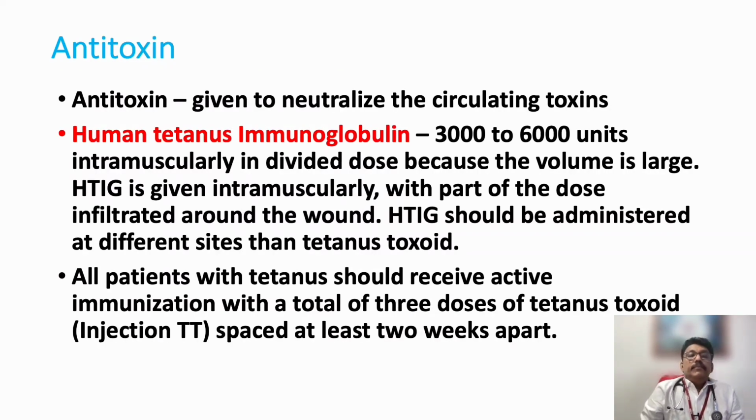Now, treatment. When we are treating a patient with tetanus, you can treat with either antitoxin or human tetanus immunoglobulin, 3000 to 6000 units intramuscularly in divided doses, because the volume of the tetanus immunoglobulin is large. Human tetanus immunoglobulin is given IM with part of the dose infiltrated around the wound.